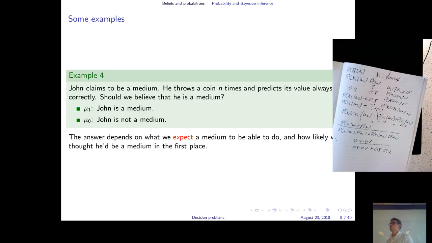Then we are able to make a conclusion and say, well, because this model of the medium said that and this is what happened, then I now believe it's a medium or not. There's also the question of how likely we think that John would be a medium in the first place, right? So if we think it's very unlikely, then we put a low prior probability to this.